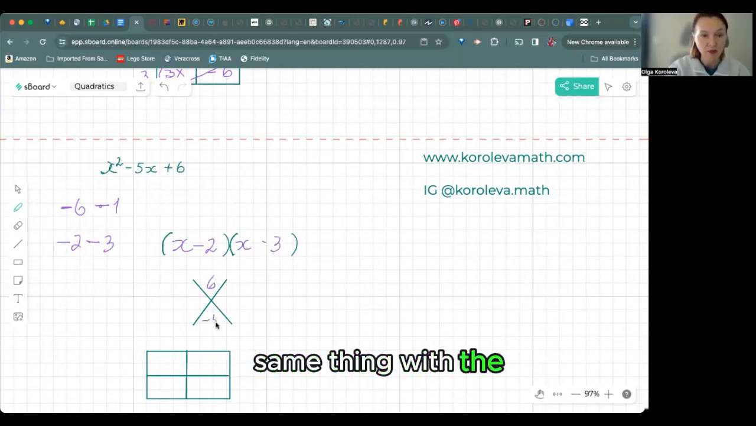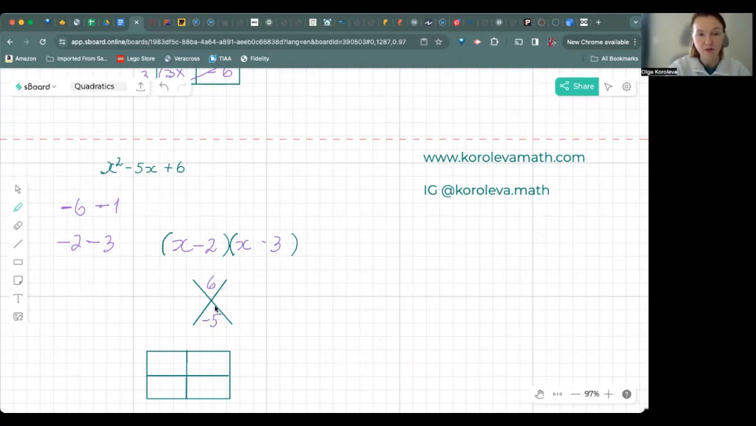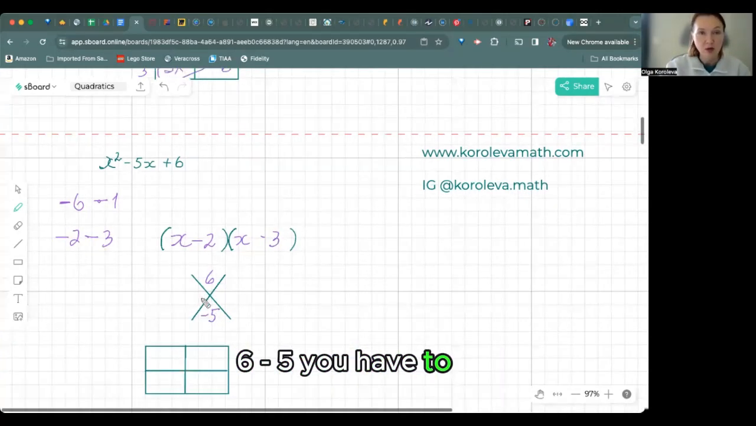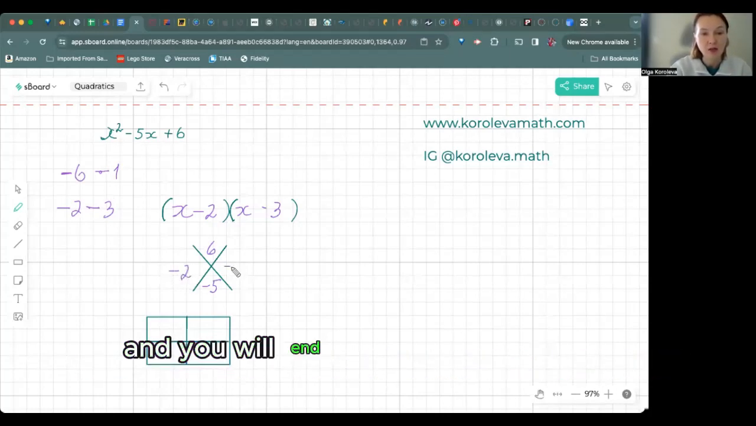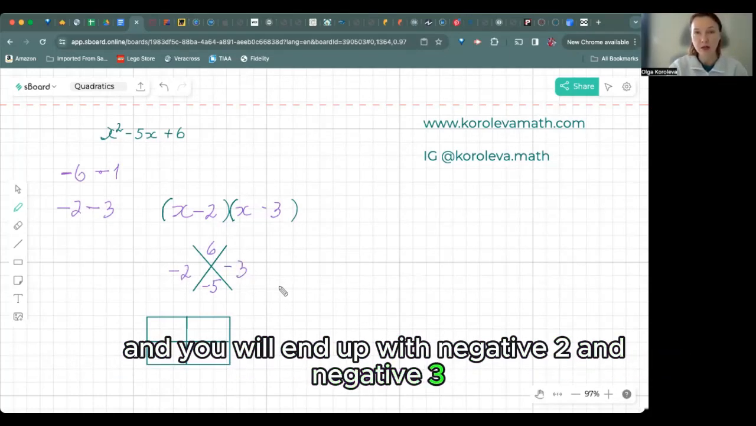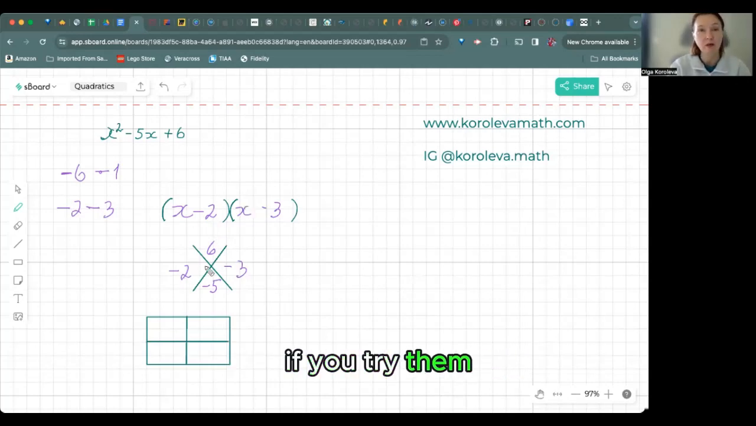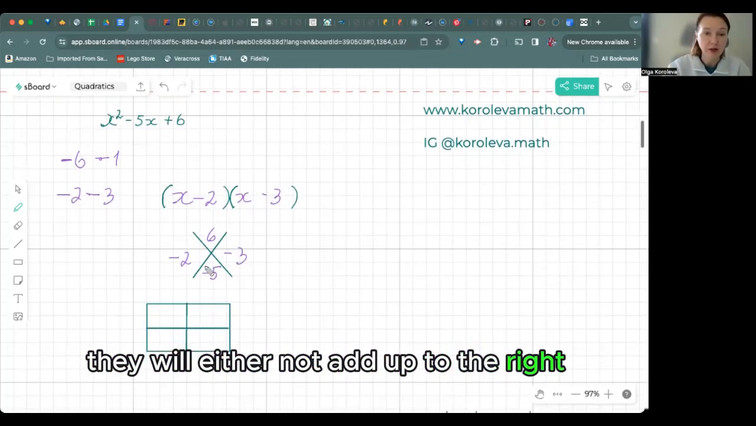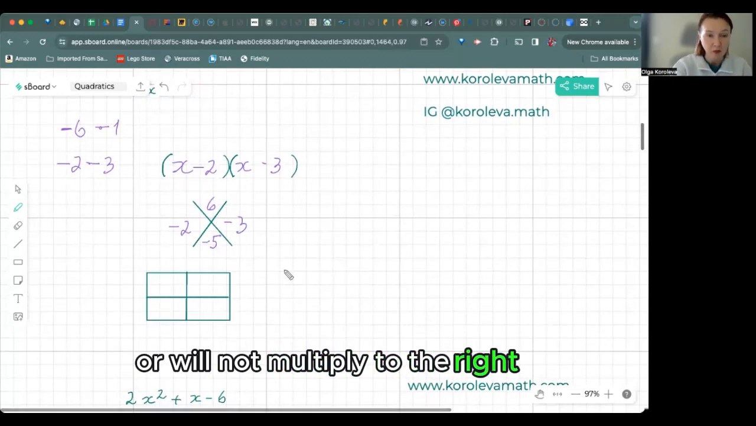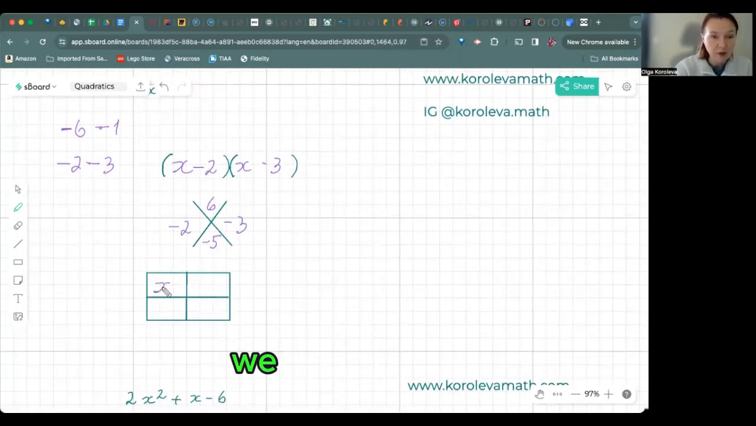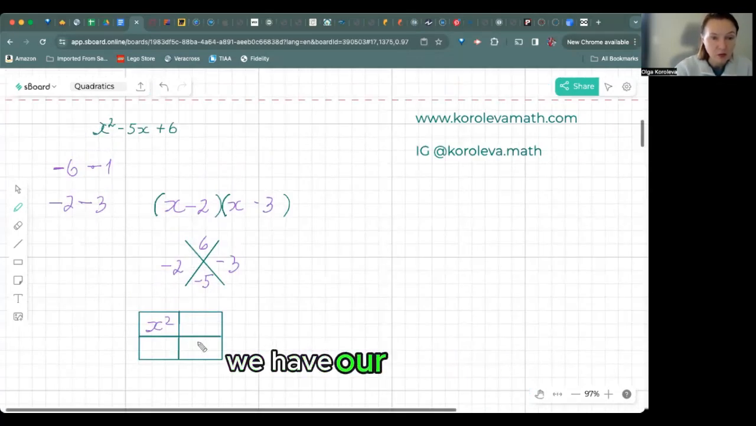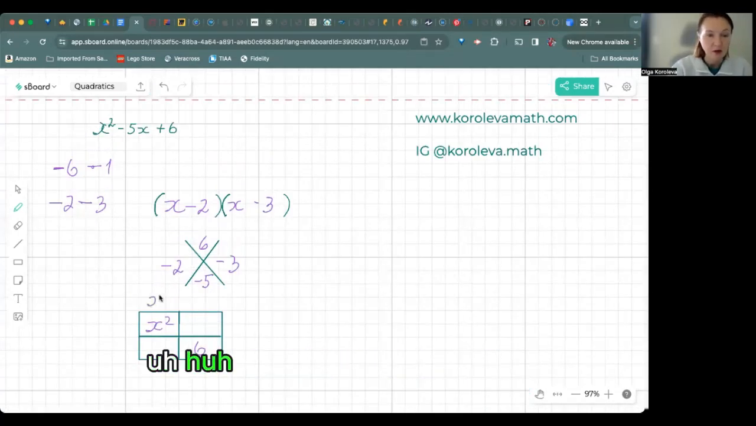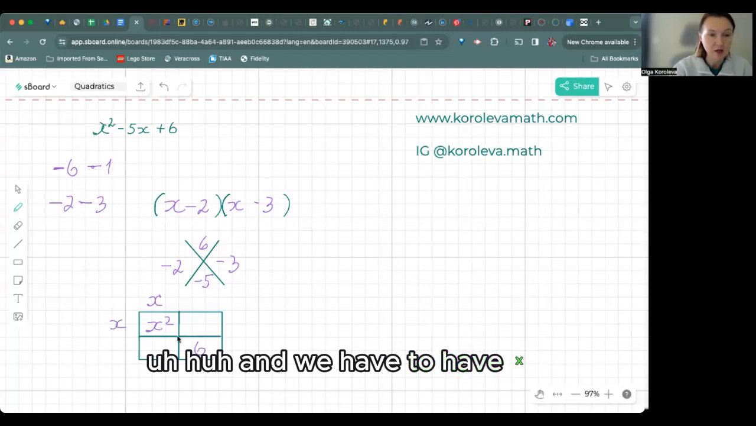Same thing with the other methods. 6, negative 5. You have to go through the same thinking process, and you will end up with negative 2 and negative 3, because other numbers, if you try them, will either not add up to the right number or will not multiply to the right number. With the box, we start the same way. We have x squared. We have our positive 6. And we have to have x and x.